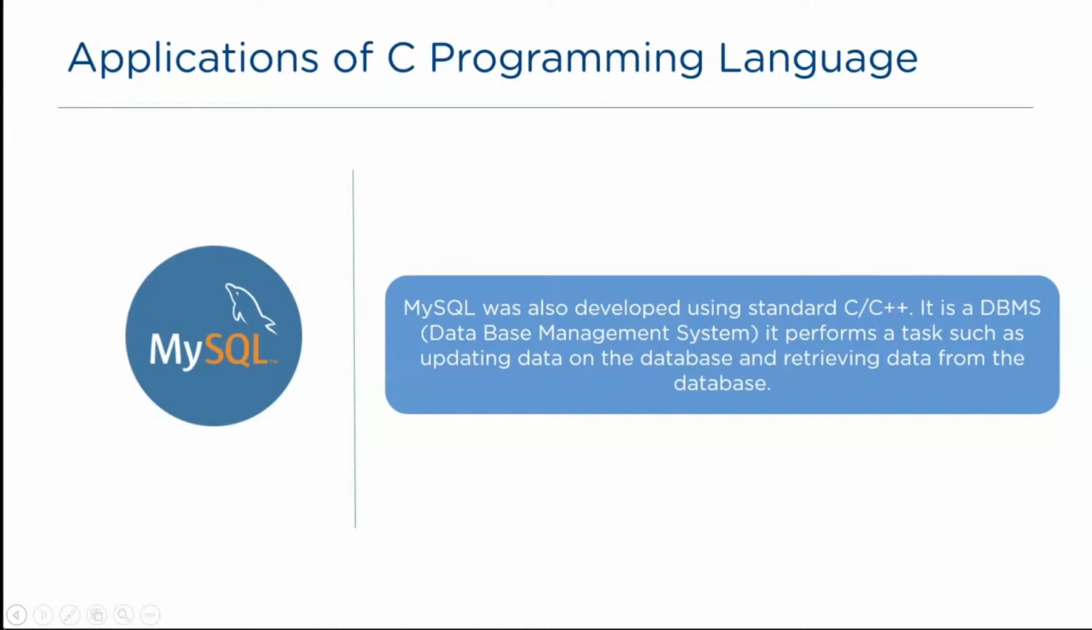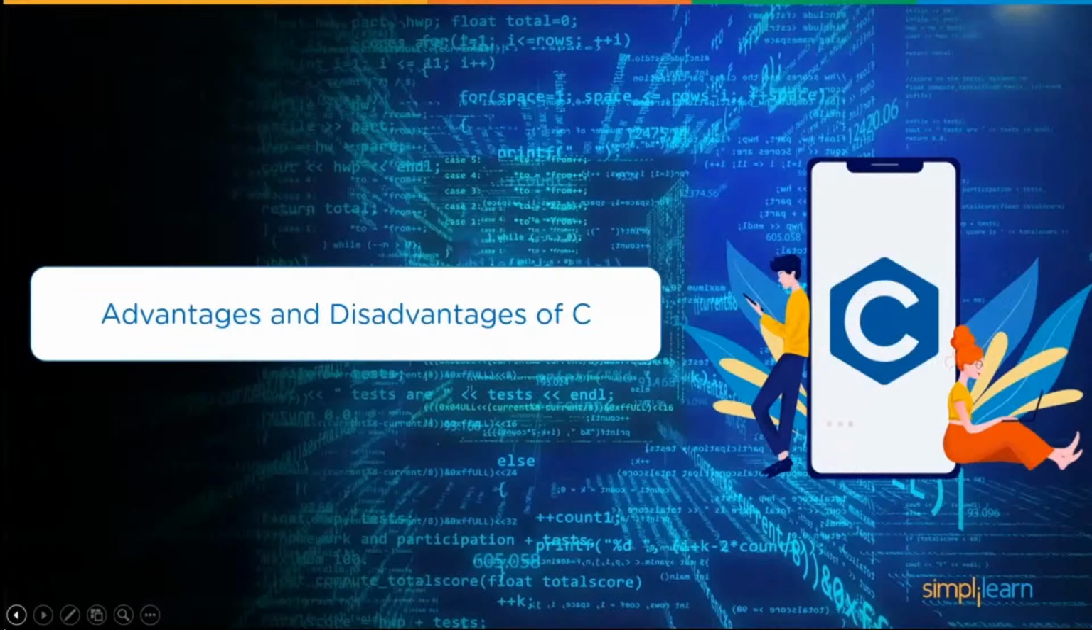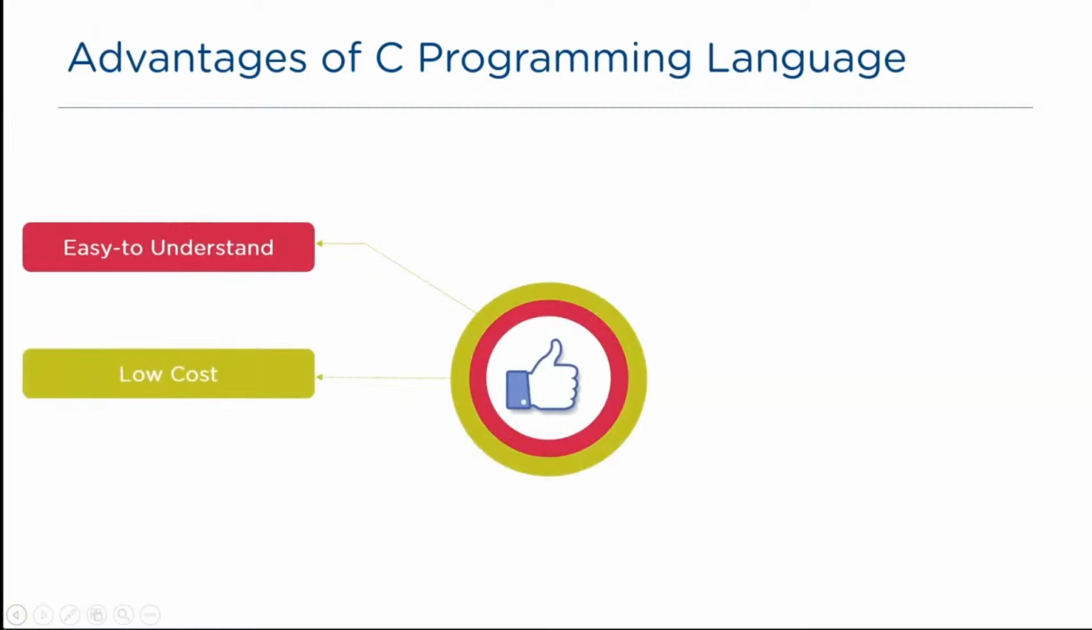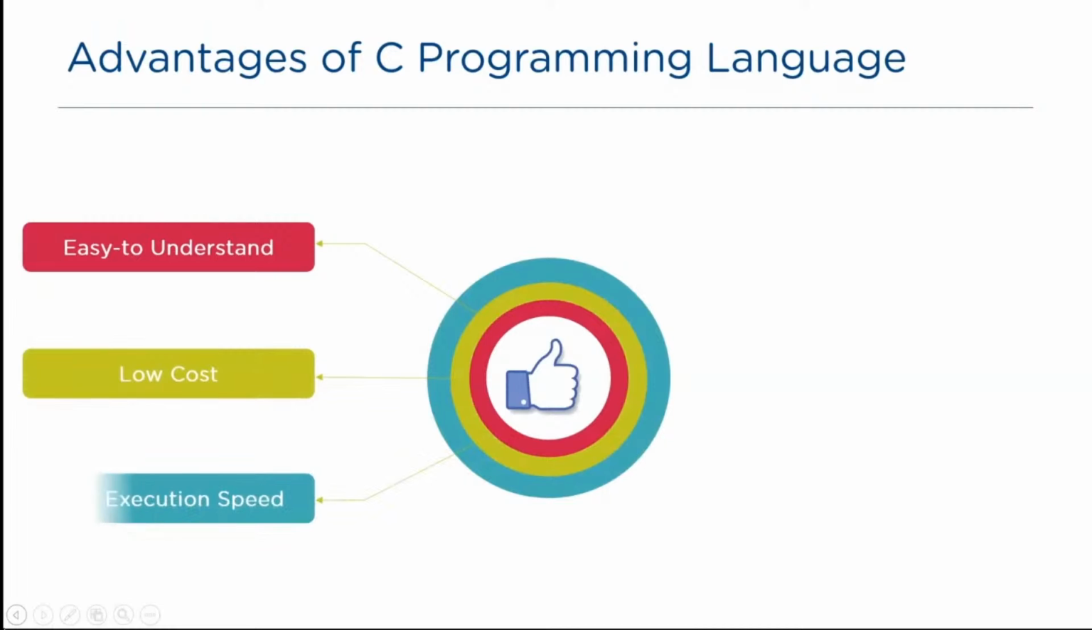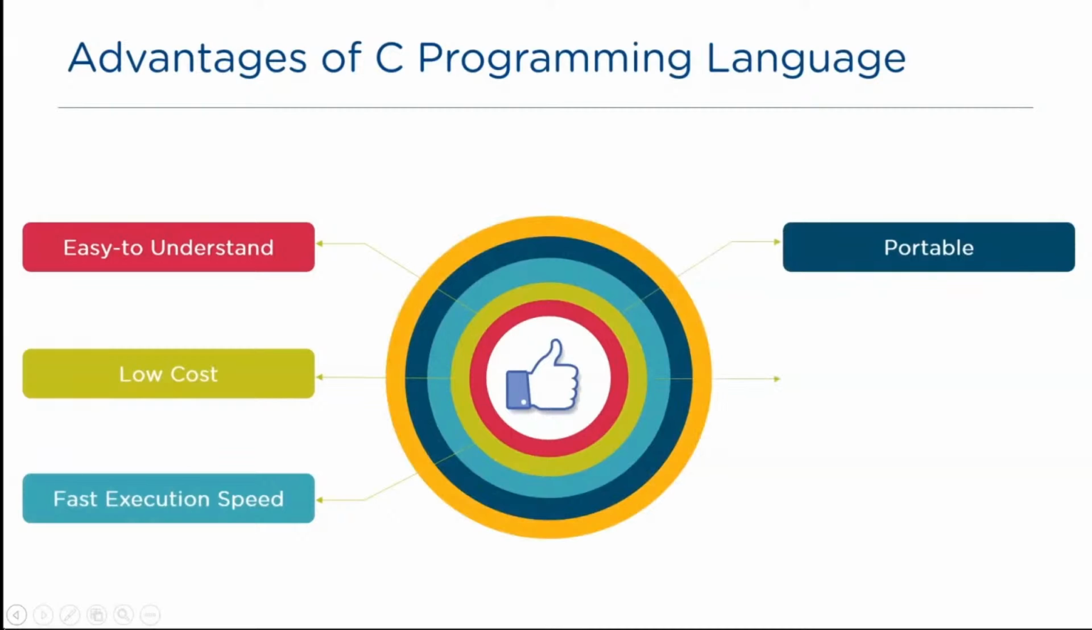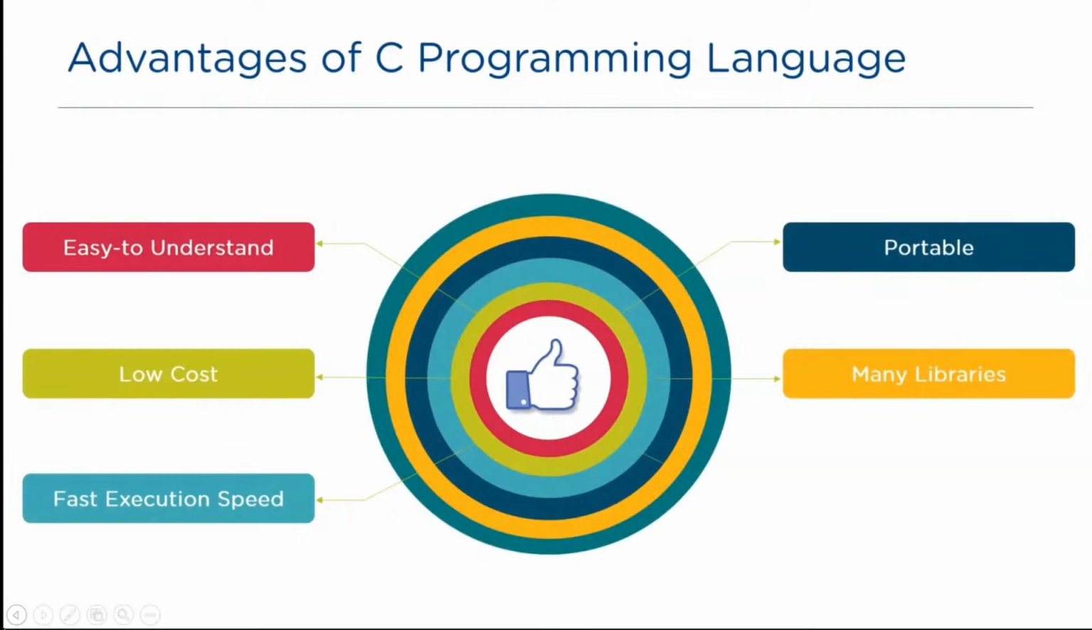Now that we have some idea about the applications of C language, let's have a look at some advantages and disadvantages. C programming language is simple, so it is easy to understand. Due to its open source nature, it is completely free, resulting in almost low or no cost. It has the fastest execution speed because the entire C program is translated at once, unlike the interpreter, which translates line by line. C language is portable because a program written in one operating system can compile and run on another system with minimum compatibility issues.